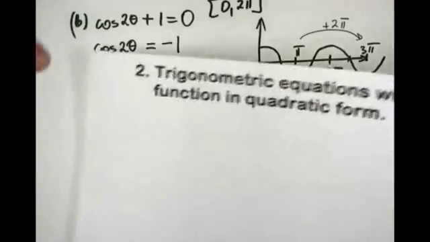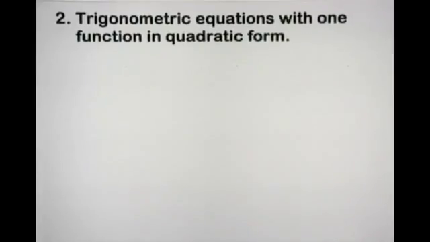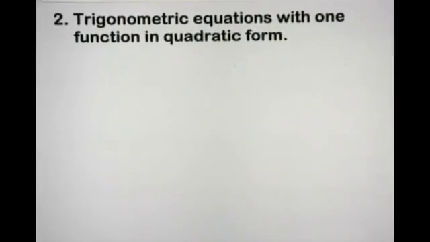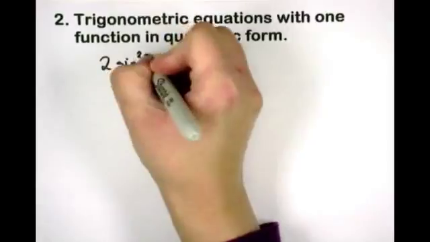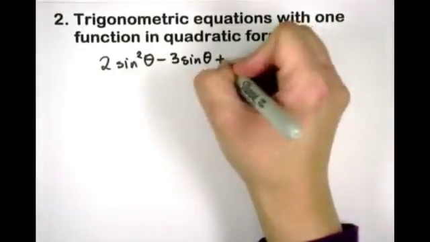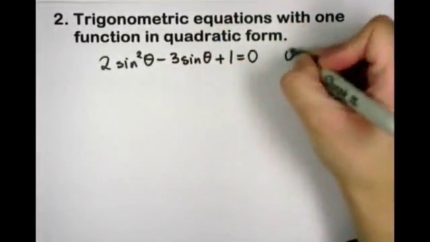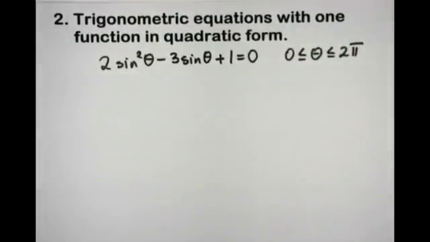Now we have trigonometric equations with one function in quadratic form. That's the second type of trigonometric equations. For example, this would be 2 sine squared theta minus 3 sine theta plus 1 is equal to 0. And we would like to solve it for theta between 0 and 2 pi.